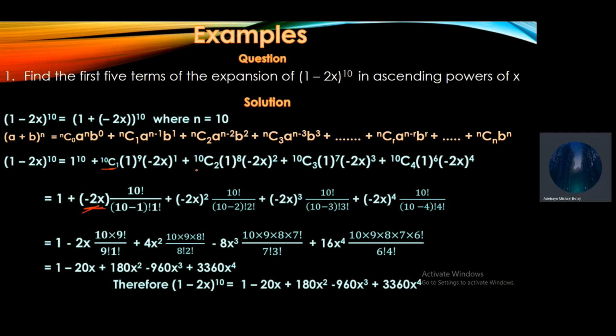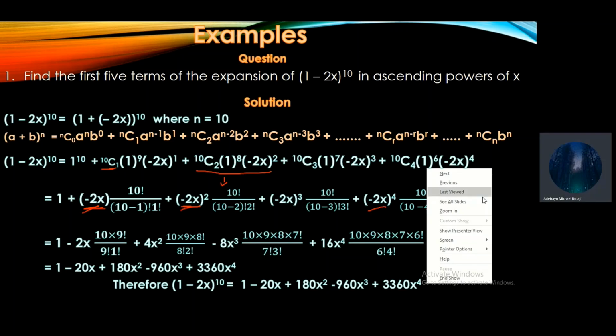Now plus, going to this second part, what do we have? 10 combination 2 will give us 10 factorial over 10 minus 2 factorial, 2 factorial, right? Then minus 2x squared, we brought it down here. Is that okay? The same thing here, 10 combination 3 will give us 10 factorial over 10 minus 3 factorial, 3 factorial. Then minus 2x raised to the power of 3, we brought it down here also. The same thing with the last term, that's our fifth term, which is minus 2x raised to the power of 4. We brought it here. Then 10 combination 4 will give us 10 factorial, in bracket 10 minus 4 factorial, 4 factorial. I hope you are all getting it.